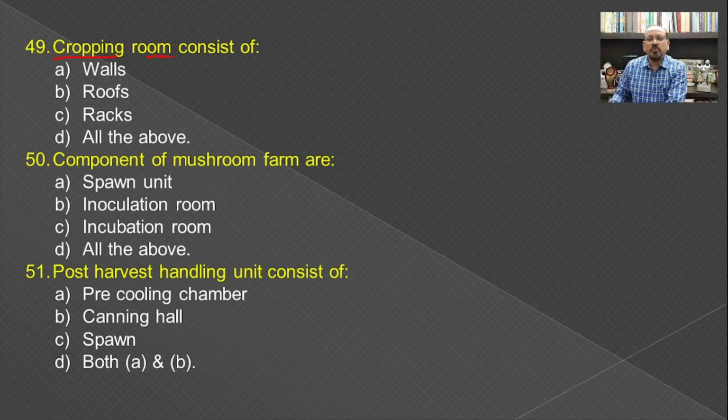Then cropping room consists of, if you see simply, any room which is used for the cropping, then it should be properly ventilated. So there must be walls, roofs and even racks, because in the racks there is need to place the trays for the mushroom cultivation, and hence all the above become the answer for this question.